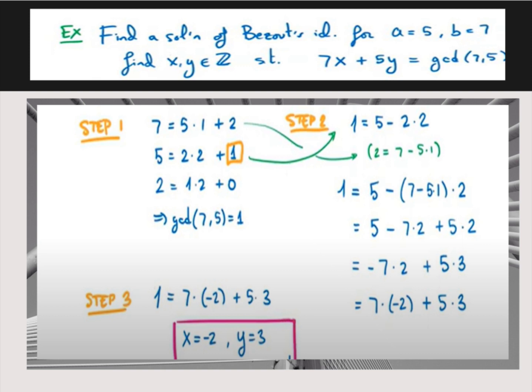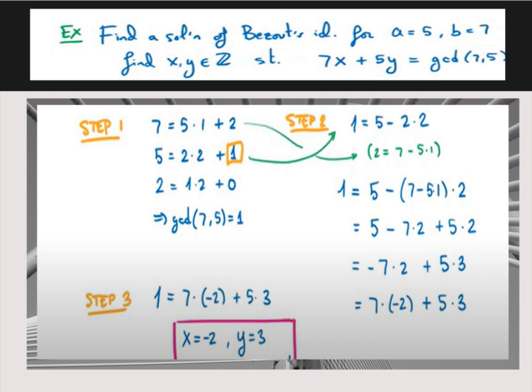Now if you will solve this one, 7 times negative 2 is negative 14 plus 5 times 3 is 15. So we will be able to get 1 as our answer. Meaning, if we take x and y here as negative 2 and 3, and go back to the original formula, let's have here step 3, which is 7x plus 5y equals GCD of 7 and 5. So we can see here that 1 is the GCD of 7 and 5, just like what we solved in the Euclidean algorithm.